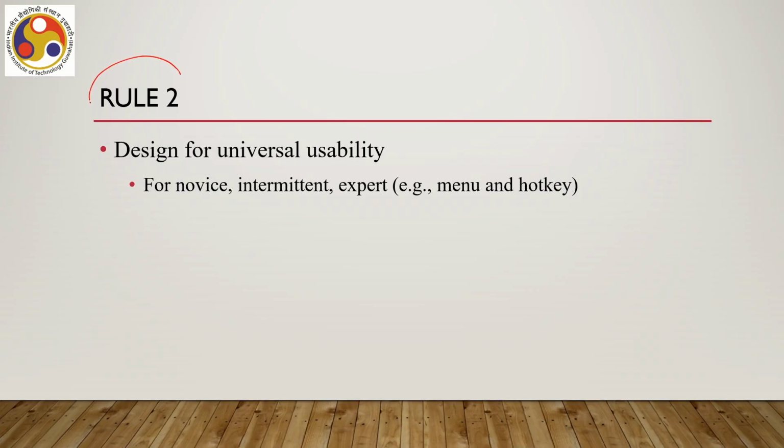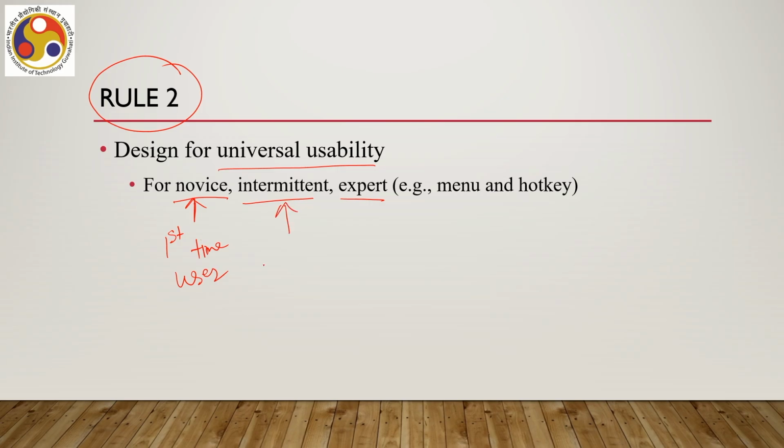Rule number 2 is design for universal usability. If you recollect, earlier we talked about knowing the user, and we also talked about a broad categorization of users. We saw that there are 3 broad classes of users: novice, intermittent and expert. Novice means first time user.